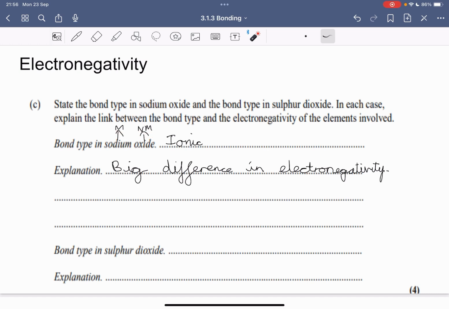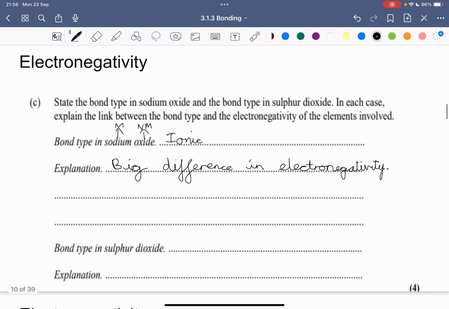Now the bond type in sulfur dioxide. We have sulfur, which is a non-metal, and we have dioxide, which is oxygen, which is also a non-metal. So we have two non-metals, therefore we have a covalent bond, and this is caused by a small difference in electronegativity.